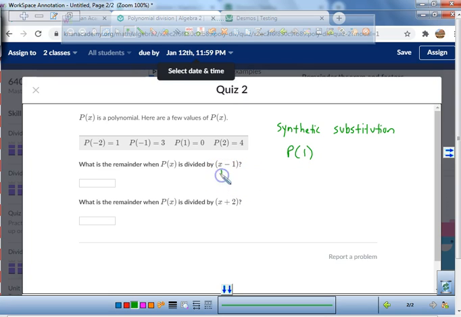Because what number would you have to plug in there to make it equal to 0? You'd have to plug in a 1. So I'm going to look at p of 1. P of 1, right there, boom. So p of 1 equals 0. So I'm going to type in the number 0.